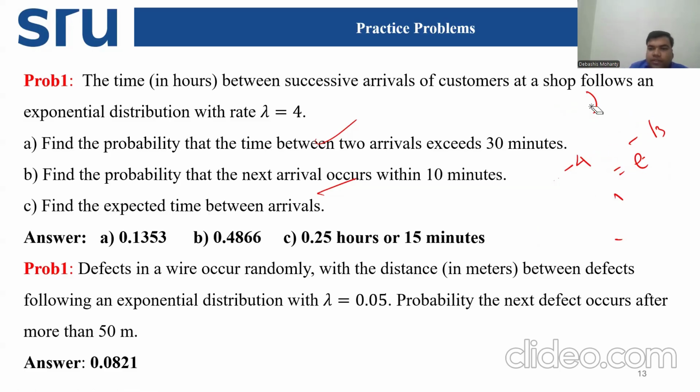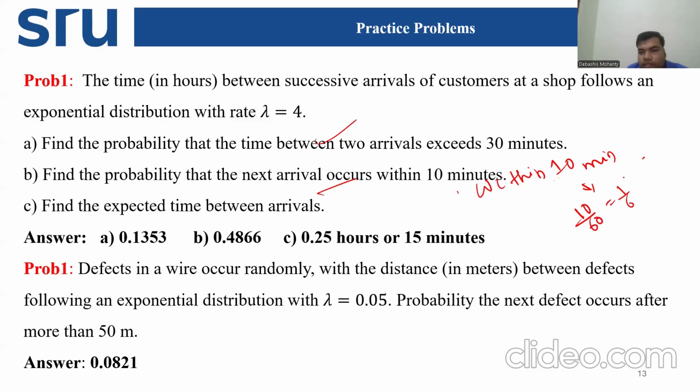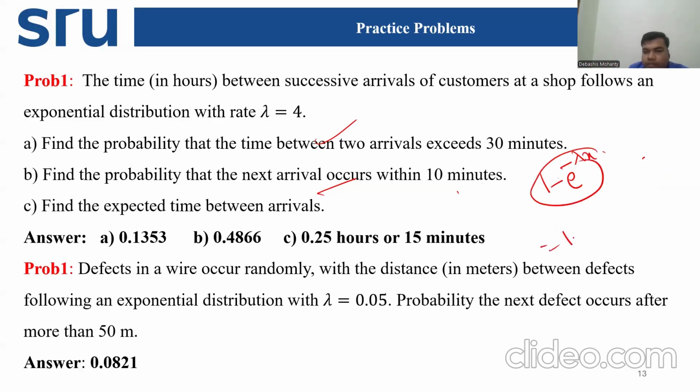Next question: find the probability that the next arrival occurs within 10 minutes. So within 10 minutes, in hours it is 10 divided by 60, that is 1 by 6. Within a time period, we need to apply the formula 1 minus e to the power minus lambda x. So that is 1 minus e to the power minus 4 into 1 by 6, that is 1 minus e to the power minus 2 by 3. Just calculate this value.